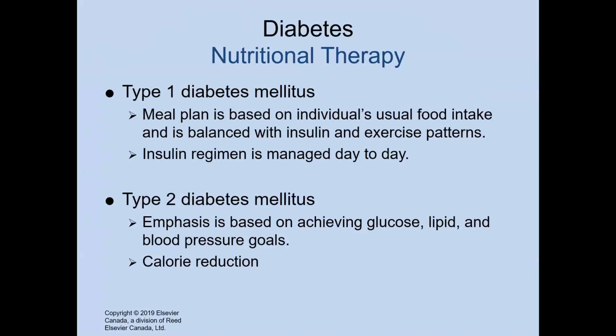In type 2 diabetes, we really want to focus on achieving their glucose, lipid, and blood pressure goals. So we look at that over the long term, as opposed to that tight control that has to happen meal by meal. But with type 2 diabetes, remember, we have that buildup of fat, and patients often present overweight, and we want to really focus on calorie reductions to eating within a normal range of calories for lifestyle and other factors.